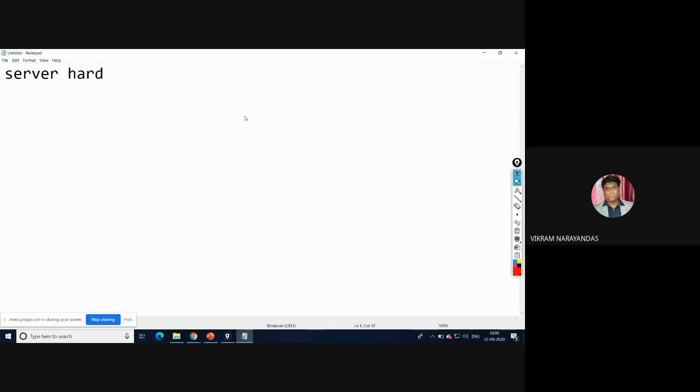Today we'll discuss some server hardening tips here. Hardening is nothing but enhancing your servers. So the first one, VAPT: vulnerability assessment and penetration testing.